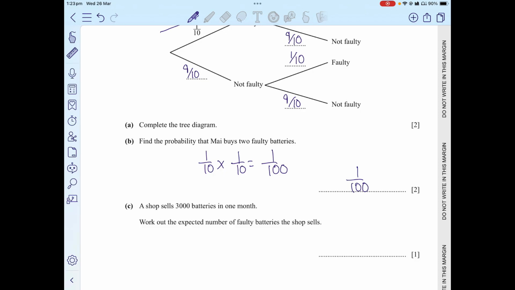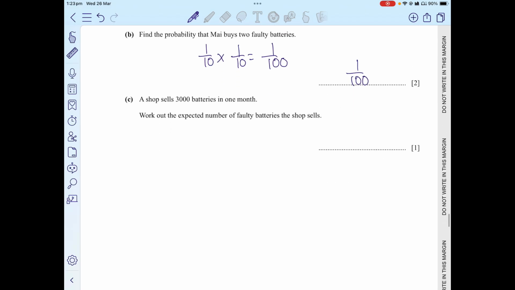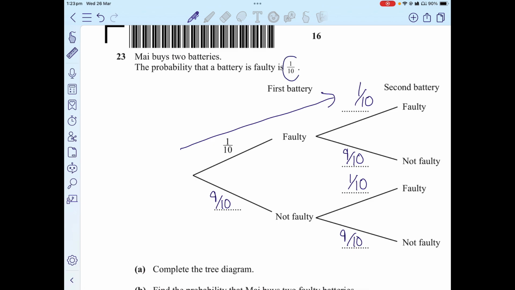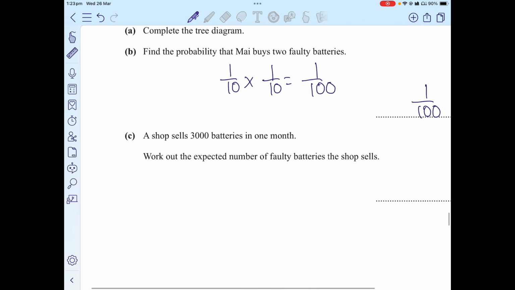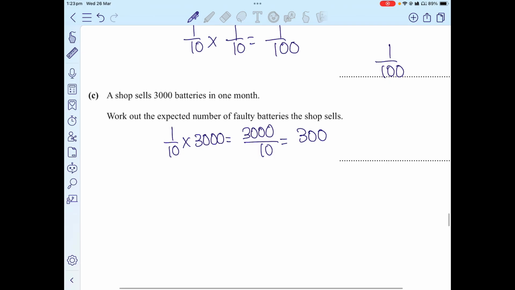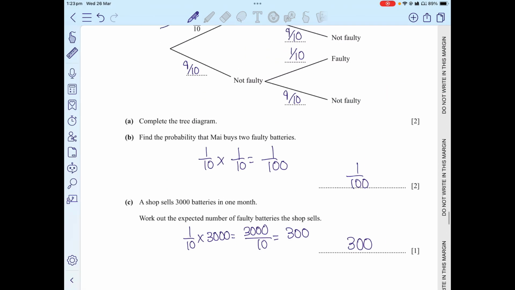A shop sells 3,000 batteries in a month. Work out the expected number of faulty batteries the shop sells. We know that the probability that a battery is faulty is 1 over 10. So we can do 1 over 10 into 3,000, which is simply 3,000 divided by 10, because 3,000 into 1 is 3,000, divided by 10, which is 300. So the expected number of batteries that the shop sells which are faulty is going to be 300. I hope this is clear.